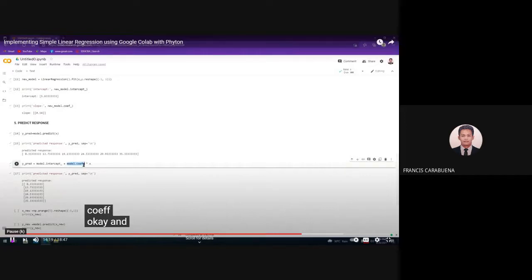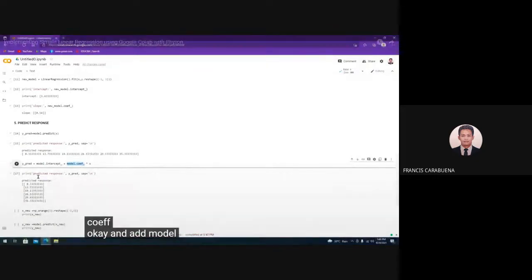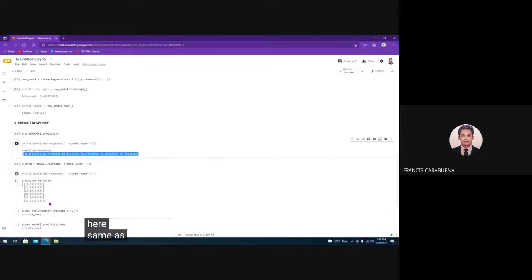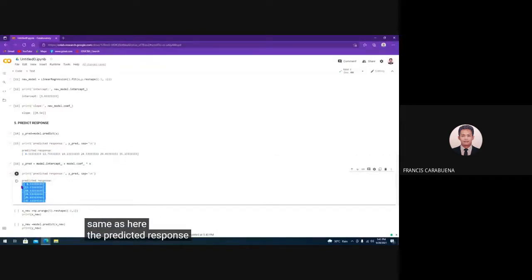Okay. And okay na ba? Add model.intercept_ to the product. The output here differs from the previous example only in dimensions. Here, same as here. The predicted response is now a two-dimensional array, while in the previous case, it had one dimension. If you reduce the number of dimensions of x to 1, these two approaches will yield the same result.